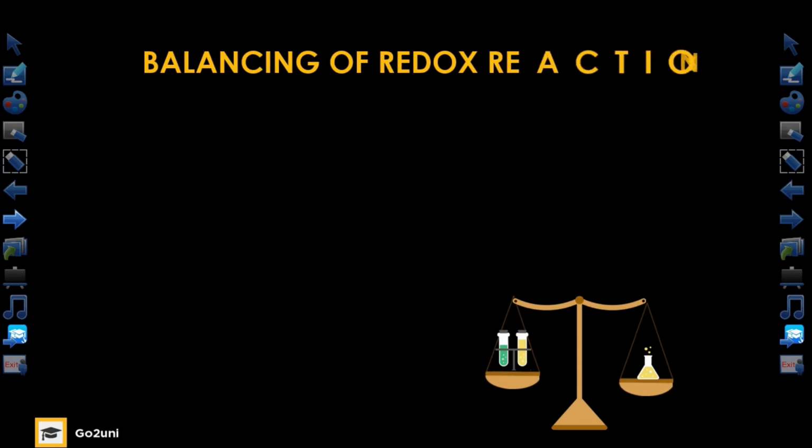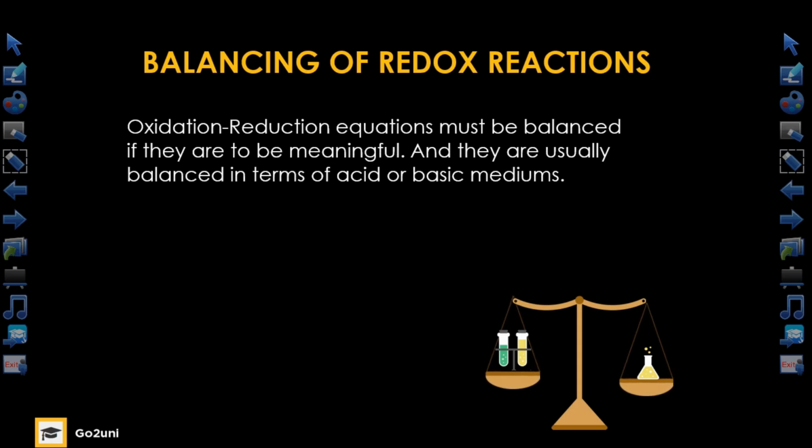Balancing of redox reactions. So in balancing redox reactions, there are steps that are followed carefully. Now, every redox reaction ought to be balanced, just as it is in normal acid and base reactions, or reactions between acids and metals to give a salt and liberate hydrogen gas. So just as other normal inorganic reactions ought to be balanced, so too are the redox reactions.